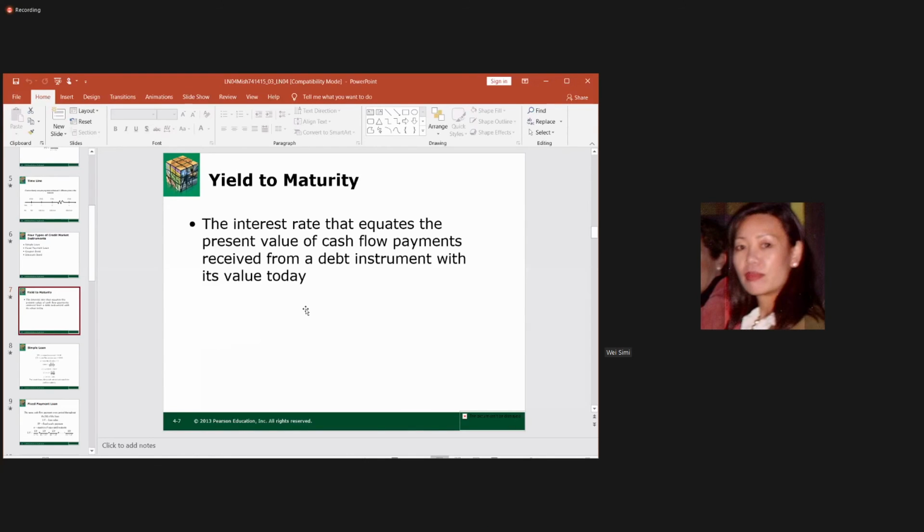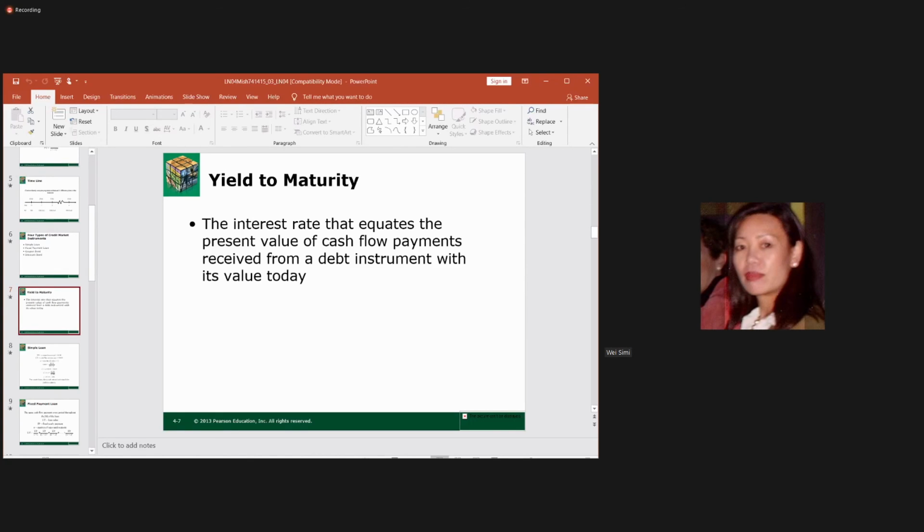Now I'm going to leave this page, this definition. I will show you what I mean, okay? So yield to maturity is the interest rate that equates the present value of cash flow payments received from a debt instrument with its value today. So let me go there. You will know what I mean.